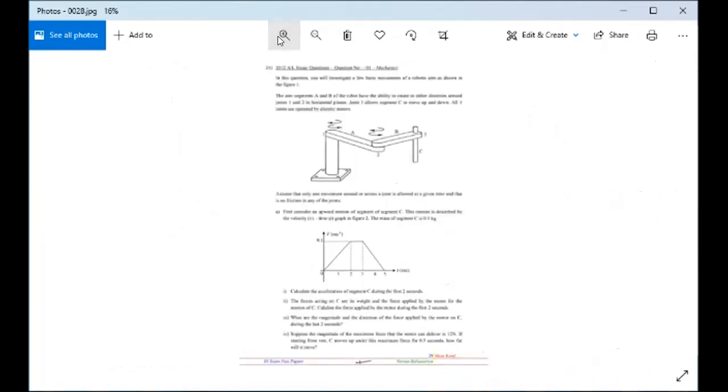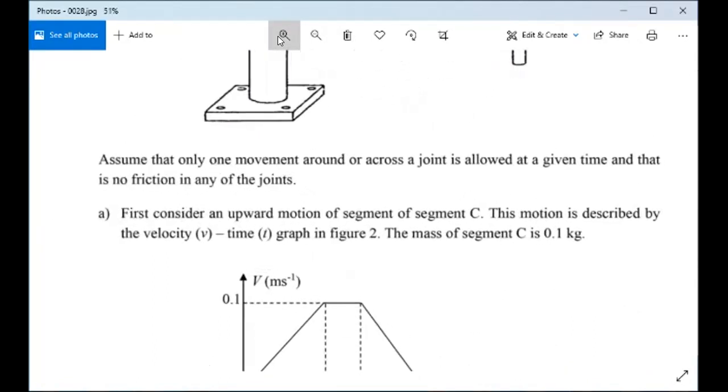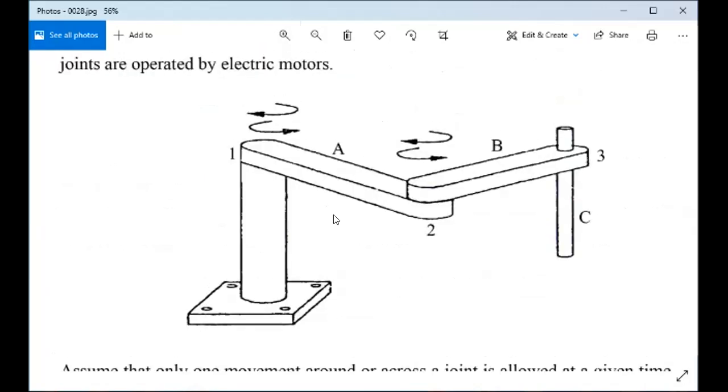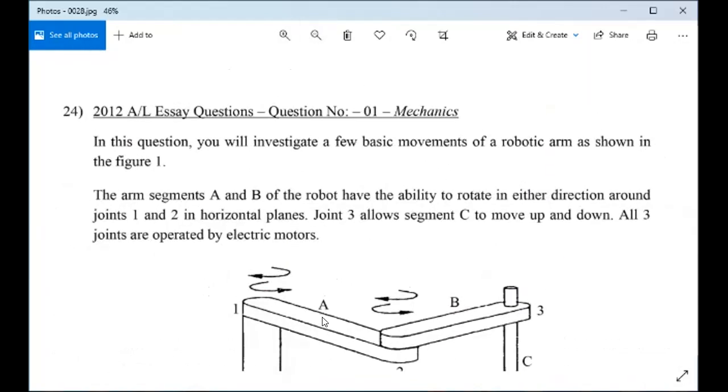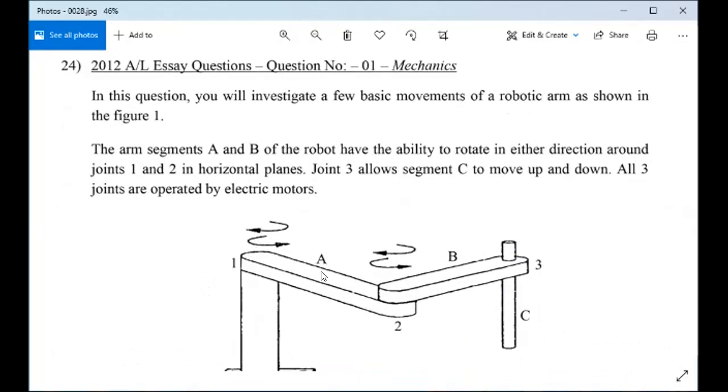Right. This is also a good question, which is given from circular motion. 2012. Let's start there. This is the 2012 first essay question. Please write the heading: 2012 first essay question.